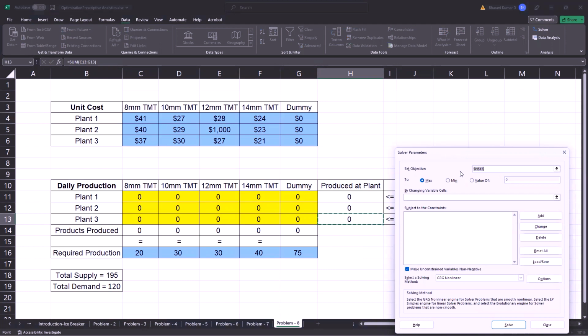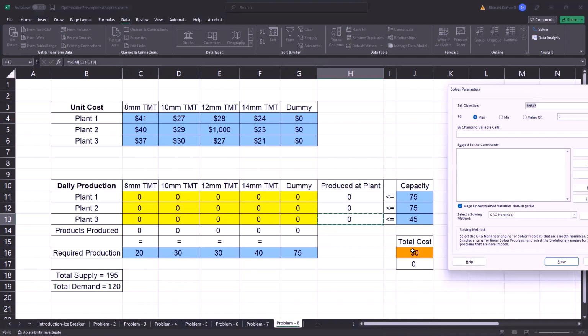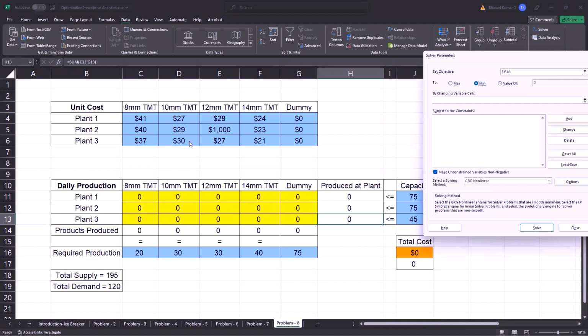So the objective function here happens to be this cost. What do you want to do with that total cost? You want to minimize that. The total cost of production has to reduce, and you'll have to allocate how many units of 8 mm has to be assigned to plant 1, so on and so forth. Remember, here we are allowing the product split, meaning one plant can produce multiple products. We are just allowing that.